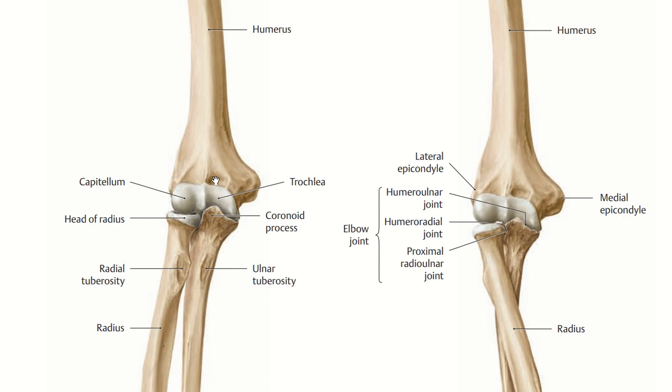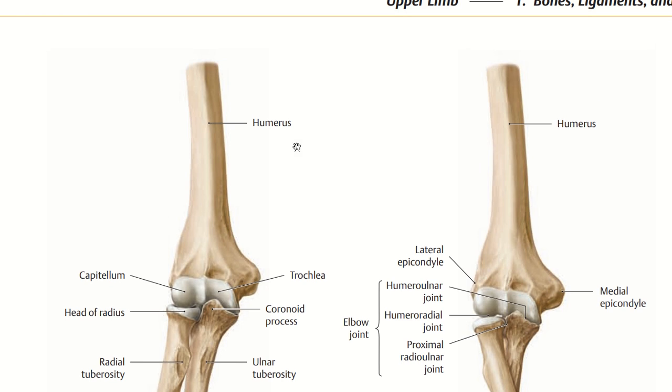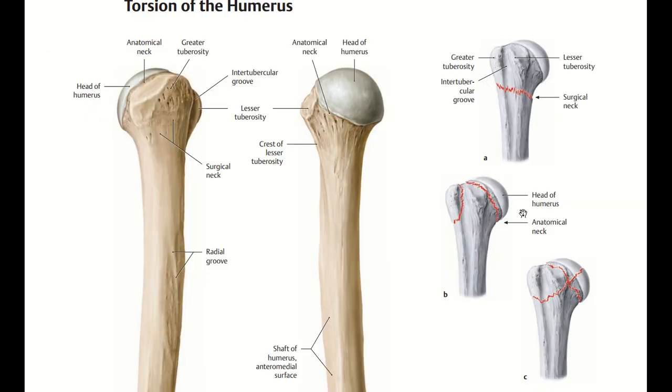Let's take a look at some clinical correlates. So your humerus can be fractured, mainly at the surgical neck, right? That's where it receives most of its fractures. So when the humerus is fractured at the surgical neck, it is actually going to cause axillary nerve palsy, which means you're going to damage the axillary nerve, because the axillary nerve has close relations with the surgical neck.